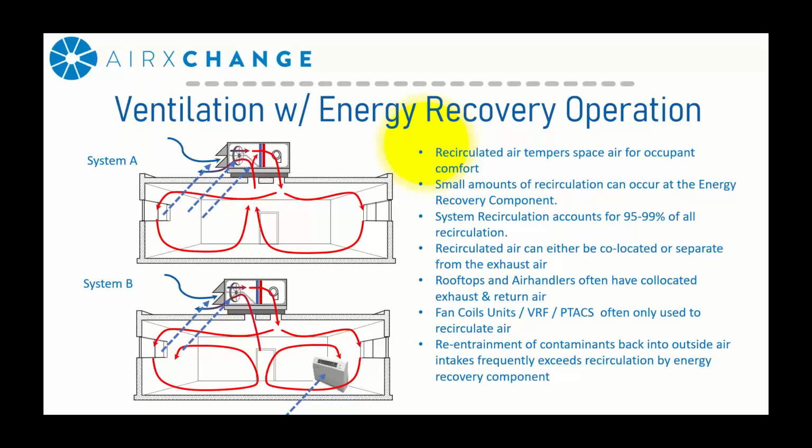Another point of recirculation is called reentrainment. Reentrainment is essentially when exhausted air leaves the building through the exhaust damper and somehow inadvertently makes it back into the space through the air intake. And the reason that I'm going into this level of depth once again is it's going to tell you that of all the ways the air can get recirculated back into the space, the amount of recirculated air coming from an energy recovery device is magnitudes below the other sources.